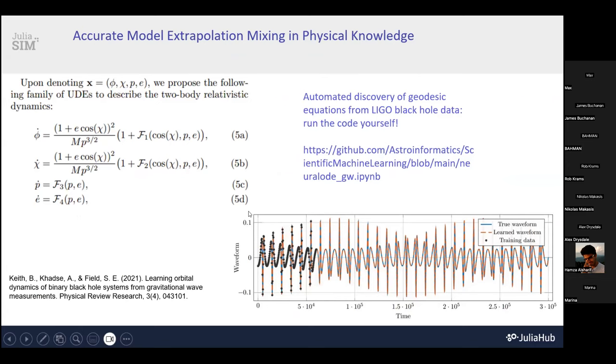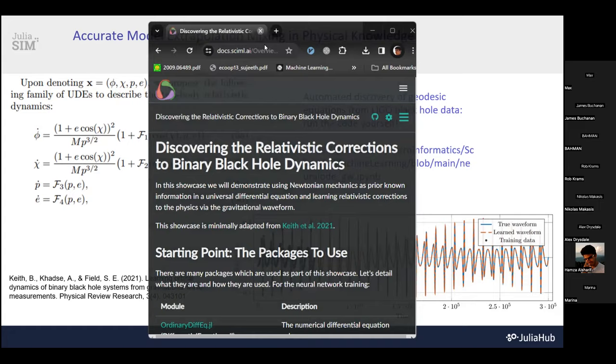So there are a lot of cases that come up where people have started to use our techniques and software for doing this scientific machine learning. Here's one that I found quite interesting. We actually have this as a tutorial inside of the SciML documentation. If you go to our SciML documentation, you'll find a tutorial on discovering relativistic corrections of binary black hole systems that does exactly this whole study. It's just a standard use of the software at this point.